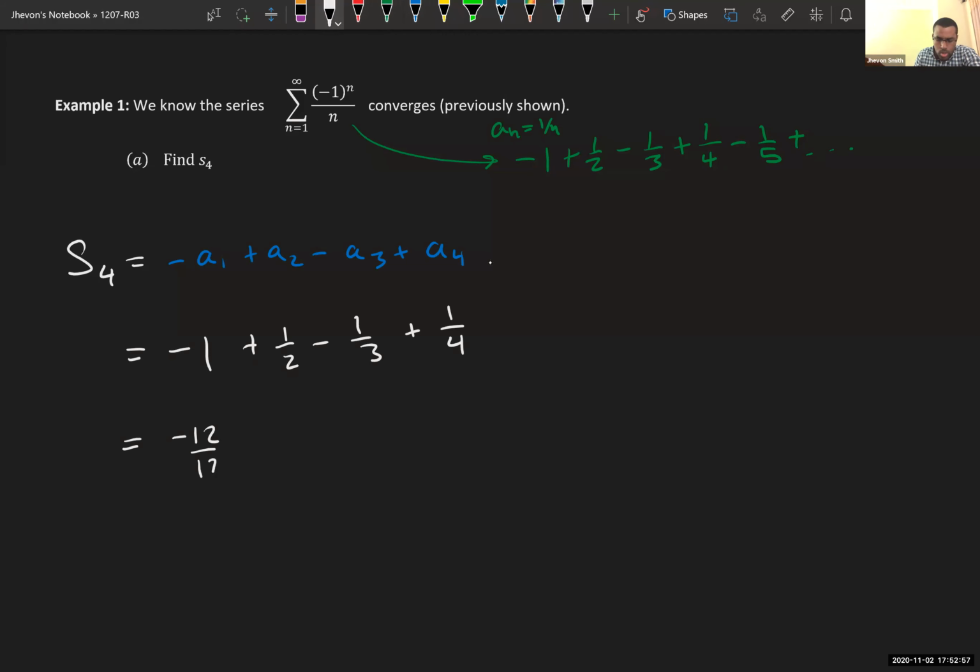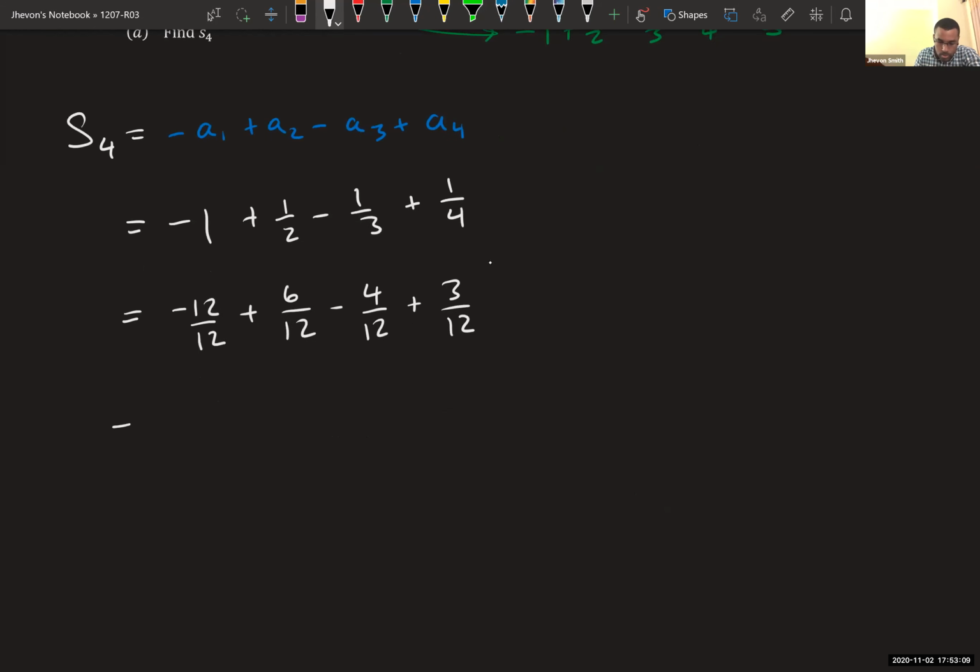-1 is 12 over 12. A half is 6 over 12. A third is 4 over 12. A fourth is 3 over 12. So that looks like -7 over 12. That is the sum of the first 4 terms.